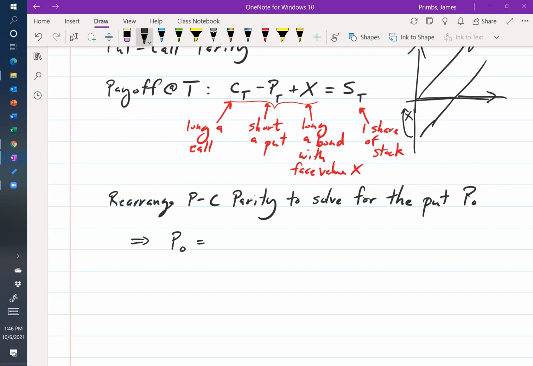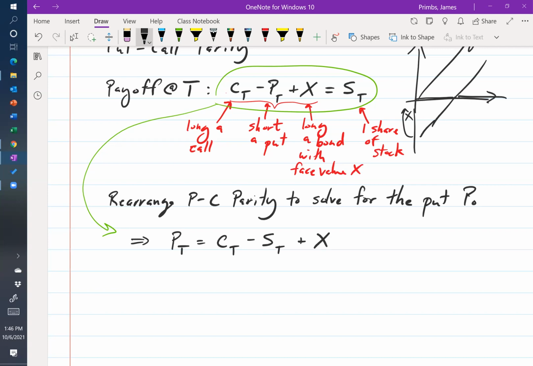So I come up here and I'm going to rearrange it. Well, let me first rearrange it in terms of the payoffs, right? And then I'll go to put call parity. So from my formula right up here, I'm going to come down here. And if I solve for the payoff of the put, what am I going to get? I'm going to get C sub T minus S sub T plus X. So all I did was I took the formula circled in green and I solved for the put payoff.